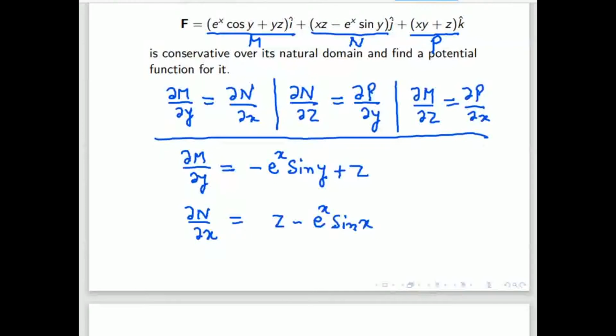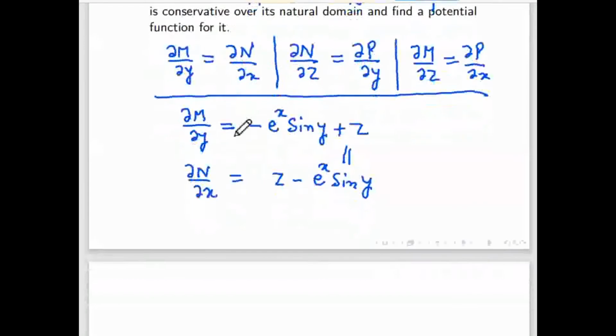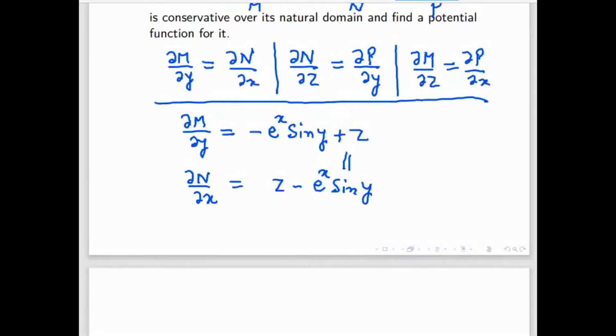Similarly, you have to check the remaining two. Yes, sin y. So similarly, you have to check that. So this is equal. Similarly, you have to check the remaining del N by del Z equal to del P by del Y and del M by del Z equal to del P by del X. If all are equal, then we will say that this field F is conservative. So that you can check. So after checking all those three criteria, it will imply that F is conservative field.